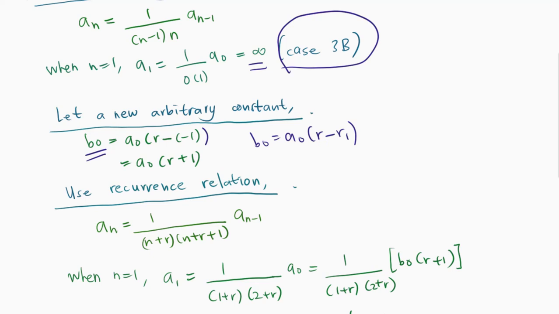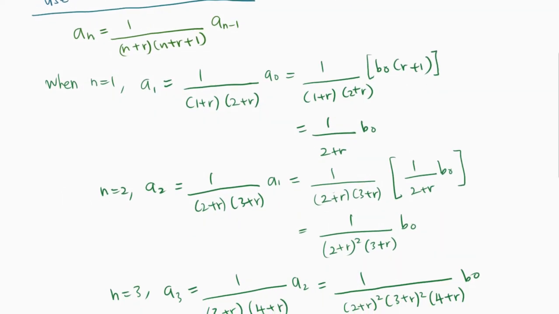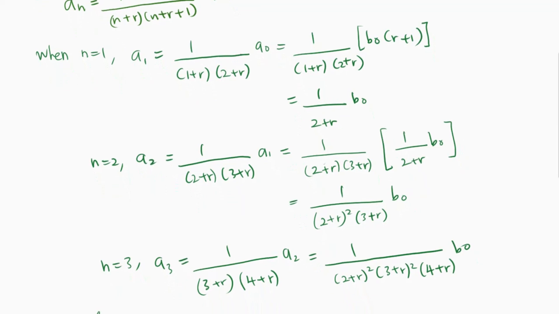Okay, so use the recurrence relation, the earlier one, a_n equal to 1 over (n plus r) (n plus r plus 1), a_(n-1). So here when n equal to 1, a1 is equal to 1 over (1 plus r)(2 plus r) a0. a0 is b0 over (r plus 1). Substitute, okay? And hence we have 1 over (2 plus r) b0 as our a1. Why? Because 1 plus r can be cancelled out with r plus 1.